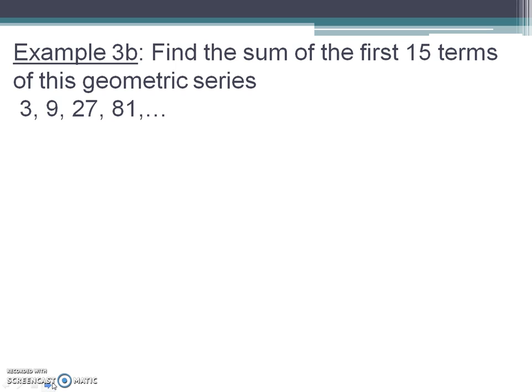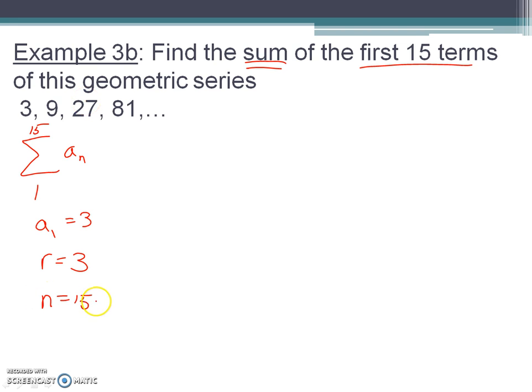Let's look at one more example. We're going to find the sum of the first 15 terms. So what we're doing is finding sigma from 1 to 15 of a sub n. We don't know the rule that generates the sequence. We do, however, know the first term. Looking at 3, 9, 27, 81, we know the common ratio is 3 also. 3 times 3 times 3 times 3. And we know that we're finding the sum of 15 terms.